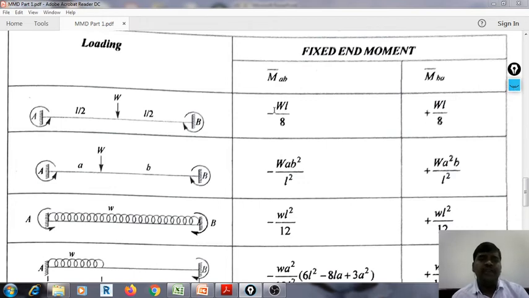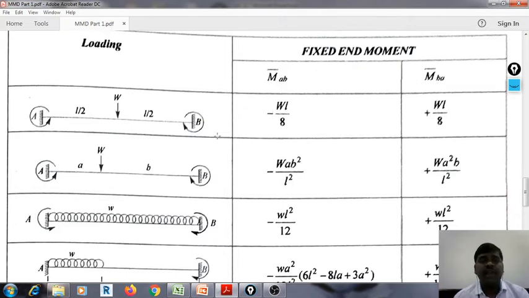For the first one, this is centrally loaded with W and it is L by 2, L by 2 as shown. See this direction, this is going upwards, that means anti-clockwise, this is taken as negative, and here this is coming upwards, this is taken as positive. So M bar AB, from A to B, is taken as minus WL by 8, and M bar BA is taken as WL by 8.